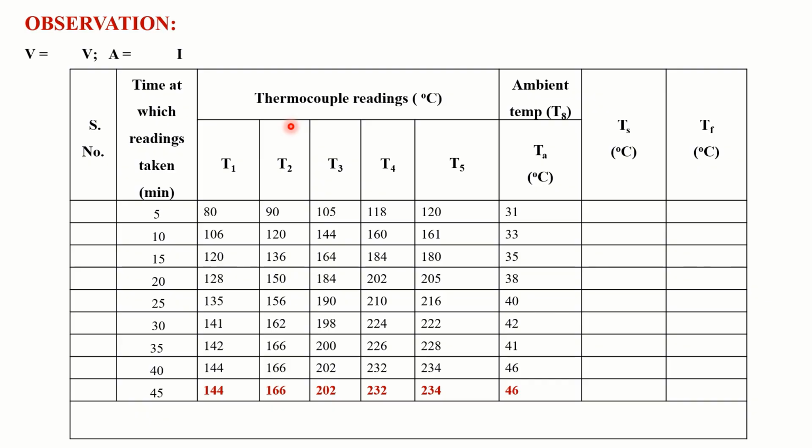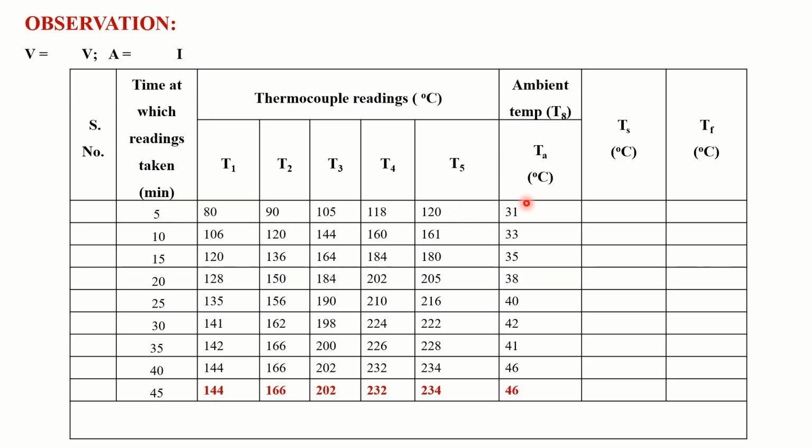So first you need to note down the voltmeter and ammeter readings. V refers to the voltmeter reading and I refers to the ammeter reading. The next step is to tabulate the temperature data. T1 to T5 refer to the temperature across the pipe surface. TA refers to the ambient air temperature.